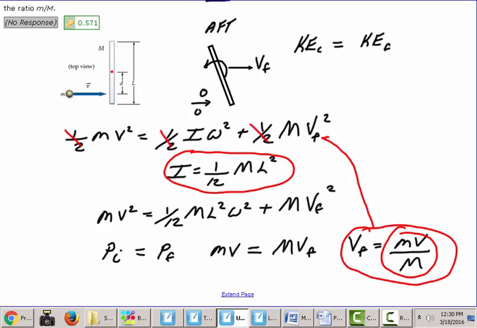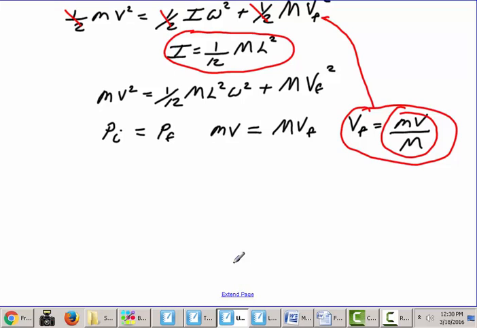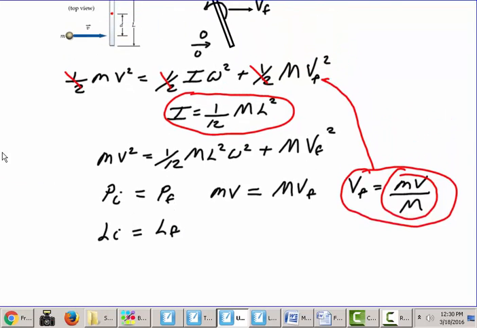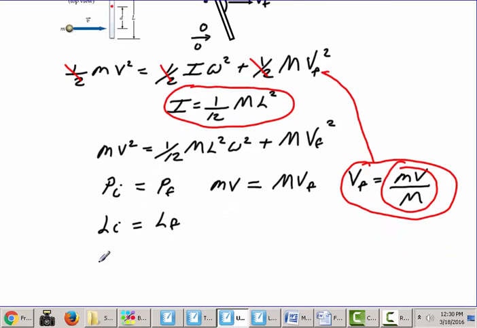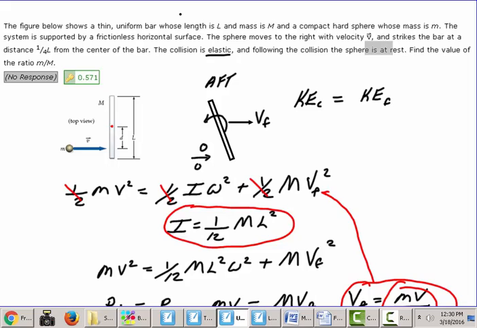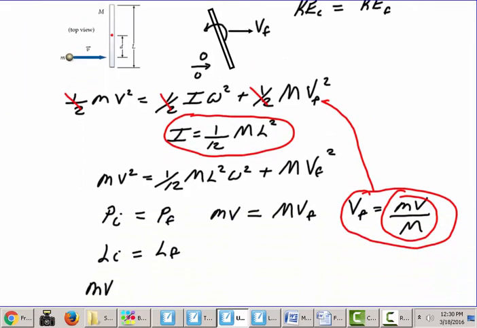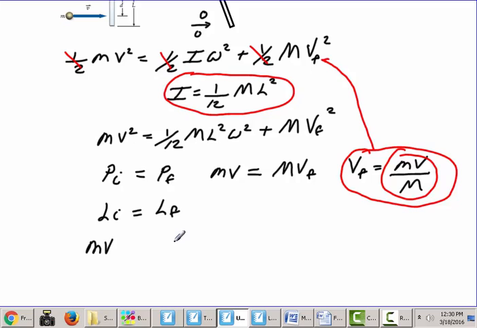Let's go to angular momentum next. Now, angular momentum, we know that Li is going to equal Lf in this case. So we go back and we say it's going to be m times little v, and let's look and see if it gave us a value for d. Yes, it did. It said the sphere moves right and it hits 1/4 L. So this distance is 1/4 L. So we'll multiply that by L over 4.